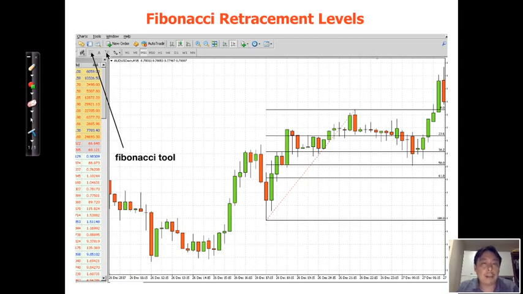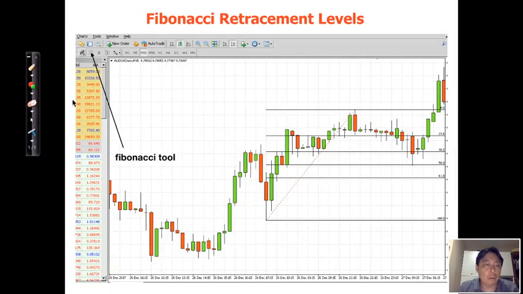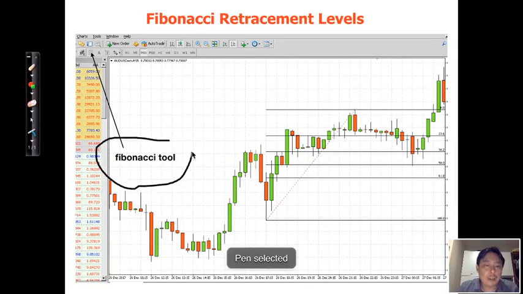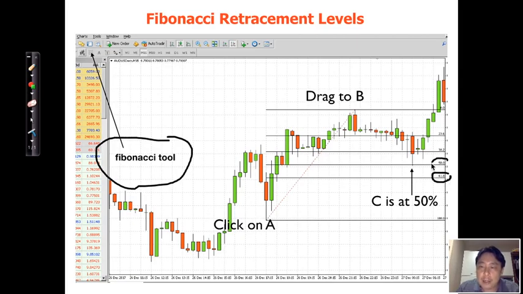So on your charting platform, MT4, using whatever broker you want, I use Halifax Brokers, click on this symbol. That is your Fibonacci tool. Once you've got the Fibonacci tool, you click on A, which is over there, and drag it to B, and release the tool. Then you look at point C, and notice if point C is at the 61.8% or at the 50% level.